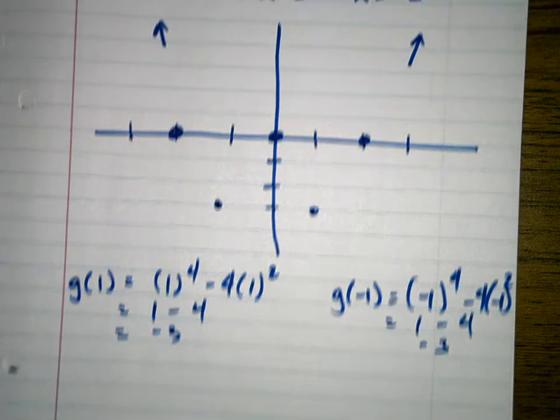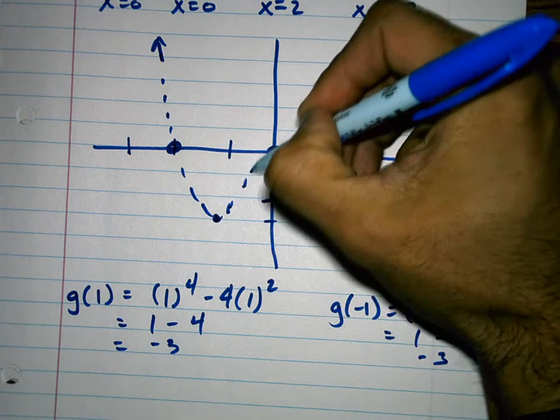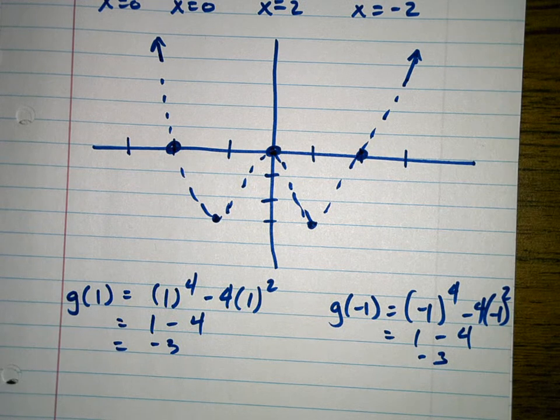So if I wanted to sketch this thing, I'm coming here, turning around, and bouncing at 0, coming back down, turning around, and ending up. Okay, and there is a sketch of the function.